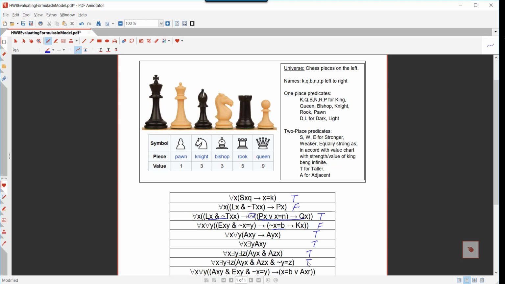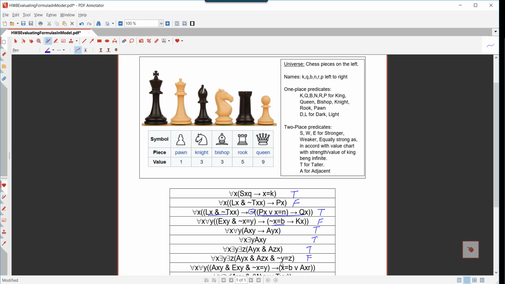False. Why is that? Because now we have the stipulation that y is not identical to z. So for all x, there exists a y and there exists a z, such that y is adjacent to x and z is adjacent to x, and it's not the case that y is equal to z. So this is false because this is a conjunction, all of which conjuncts have to be true for every value of x. So if we plug pawn in for x, then it is not the case that there exist two different things adjacent to the pawn.